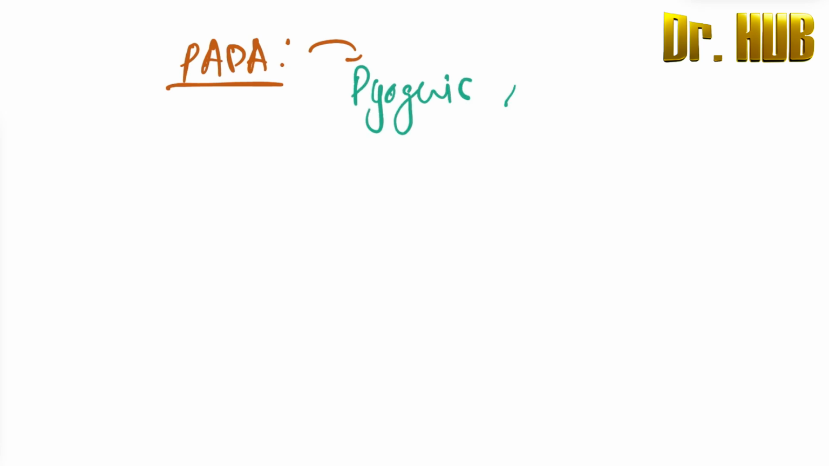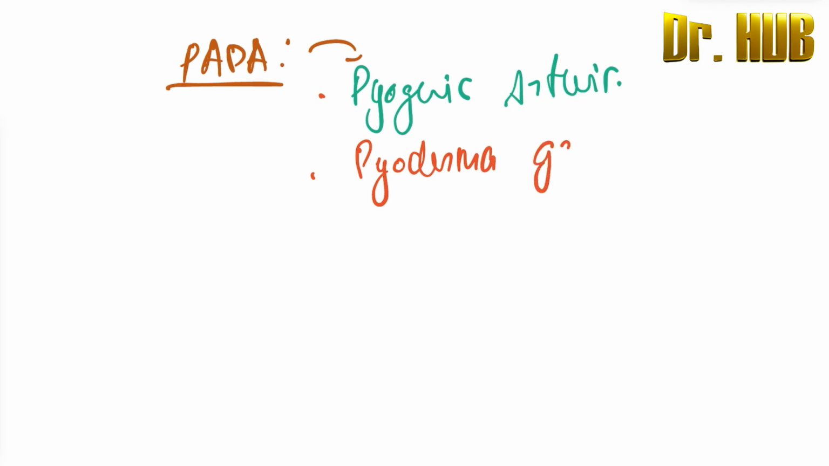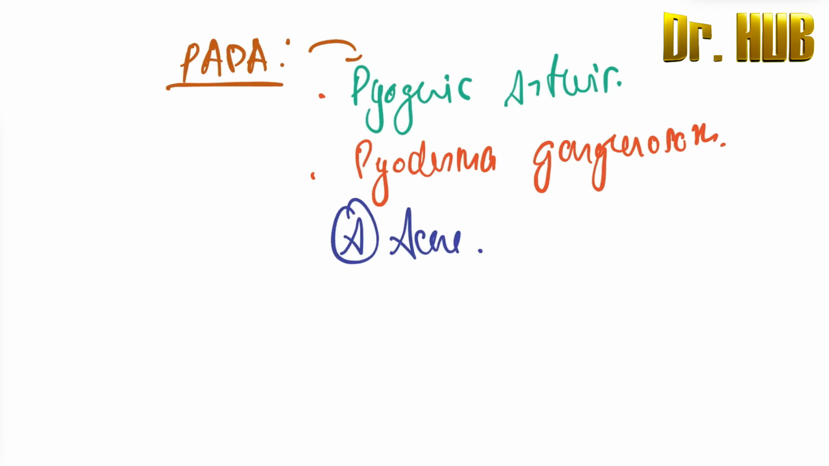Next we look at the PAPA syndrome. When you look at the PAPA syndrome, P stands for pyogenic arthritis. Next is another P, which is for pyoderma, the pyoderma gangrenosum. Then comes A. A here stands for acne.